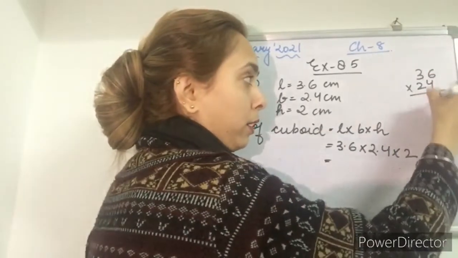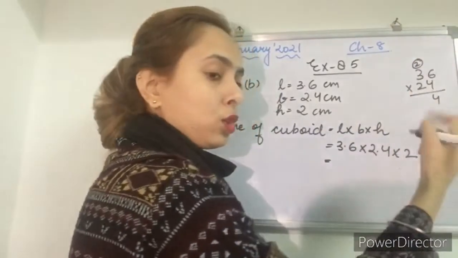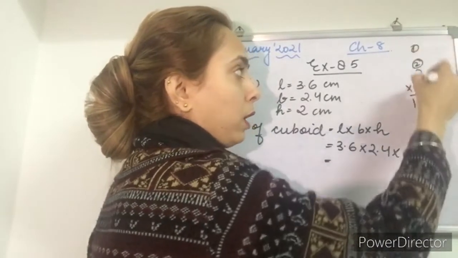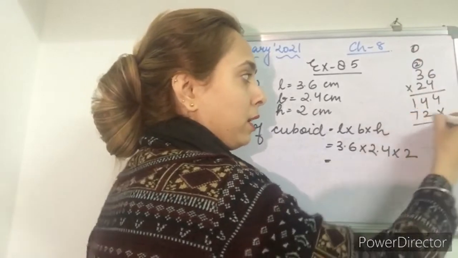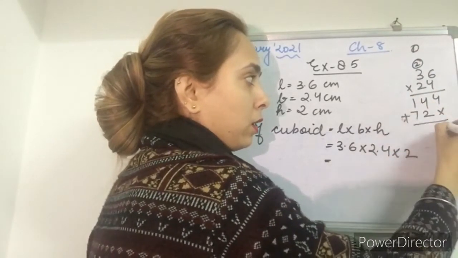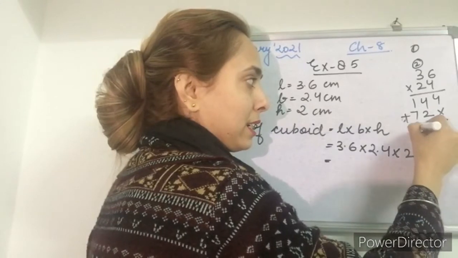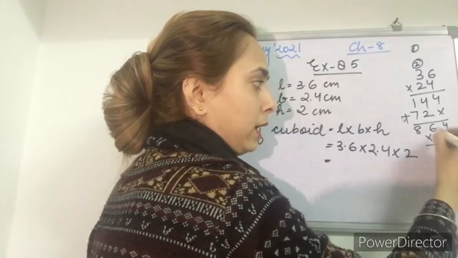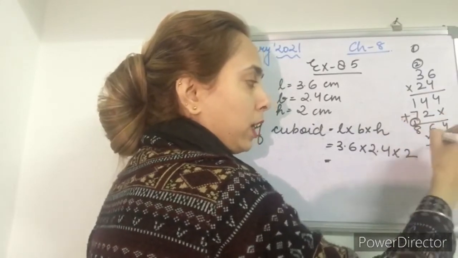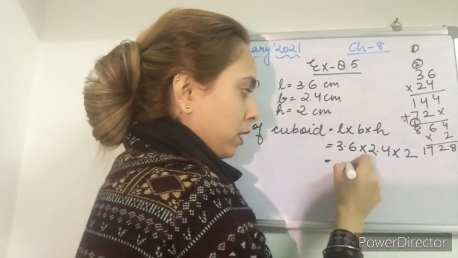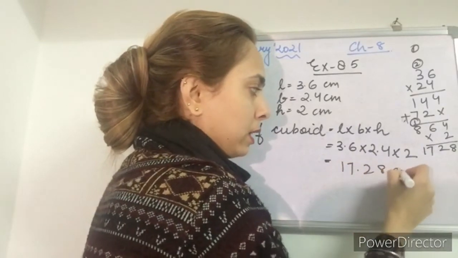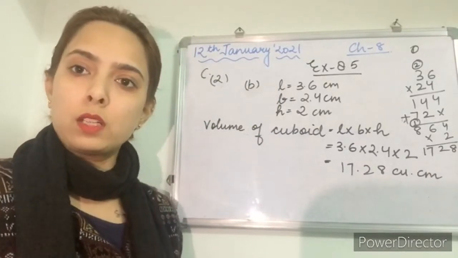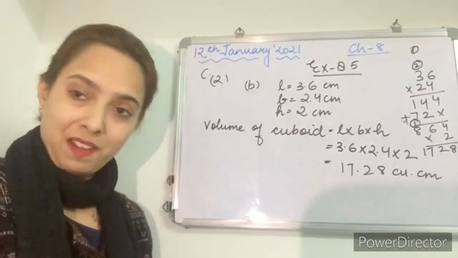6 4s are 24, 4 3s are 12, 13, 14, 6 2s are 12, carry over 1, 2 3s are 6 plus 7, 4, 6, 8. Multiply by 2. 4 2s are 8, 6 2s are 12, 8 2s are 16 plus 1 is 17, so 17.28 cubic centimeters is the answer. So this was exercise 8.5.